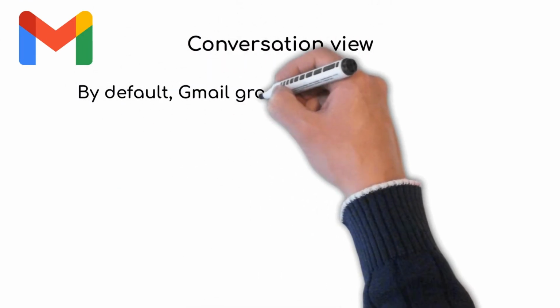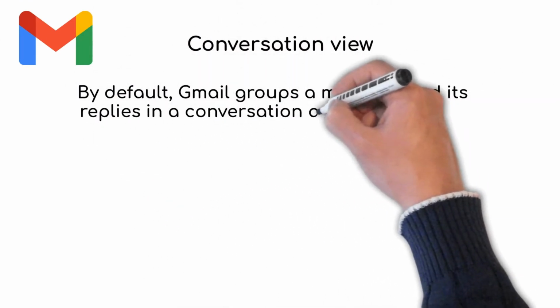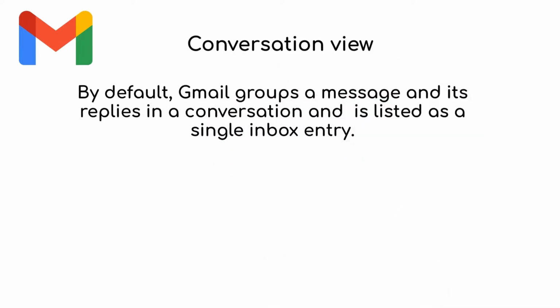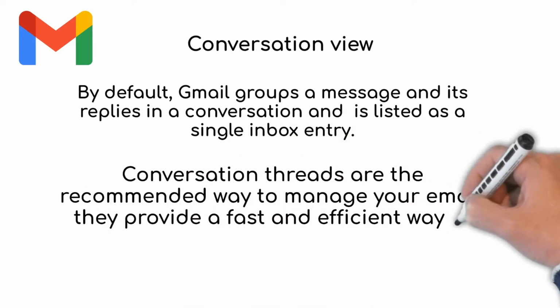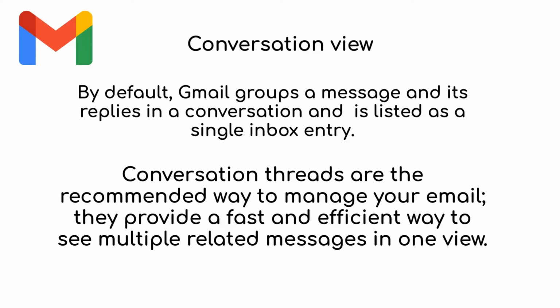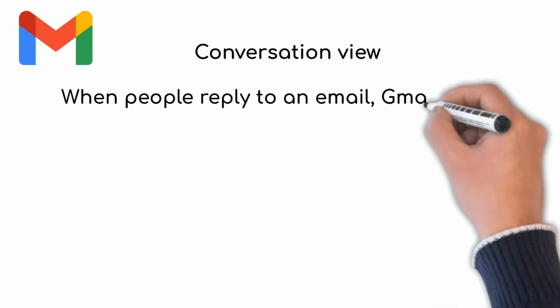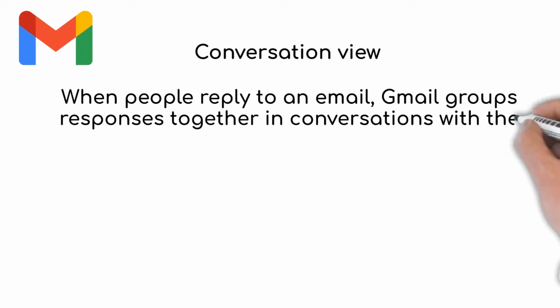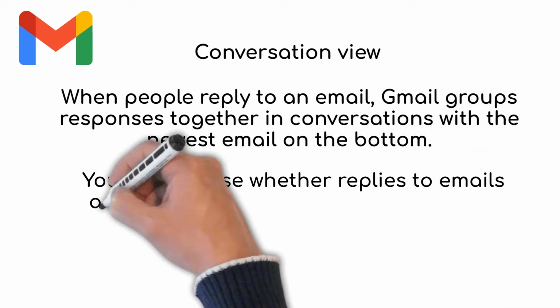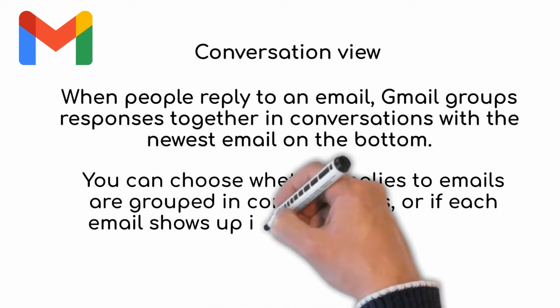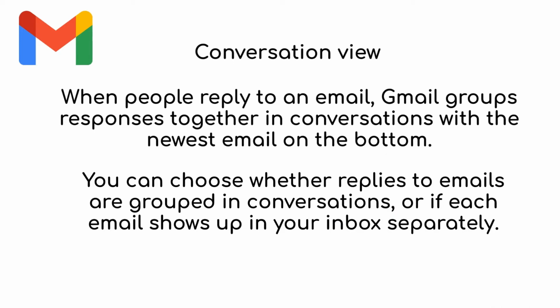By default, Gmail groups a message and its replies in a conversation and lists it as a single inbox entry. Conversation threads are the recommended way to manage your email. They provide a fast and efficient way to see multiple related messages in one view. When people reply to an email, Gmail groups responses together in conversations with the newest email at the bottom. You can choose whether replies to emails are grouped in conversations or if each email shows up in your inbox separately.